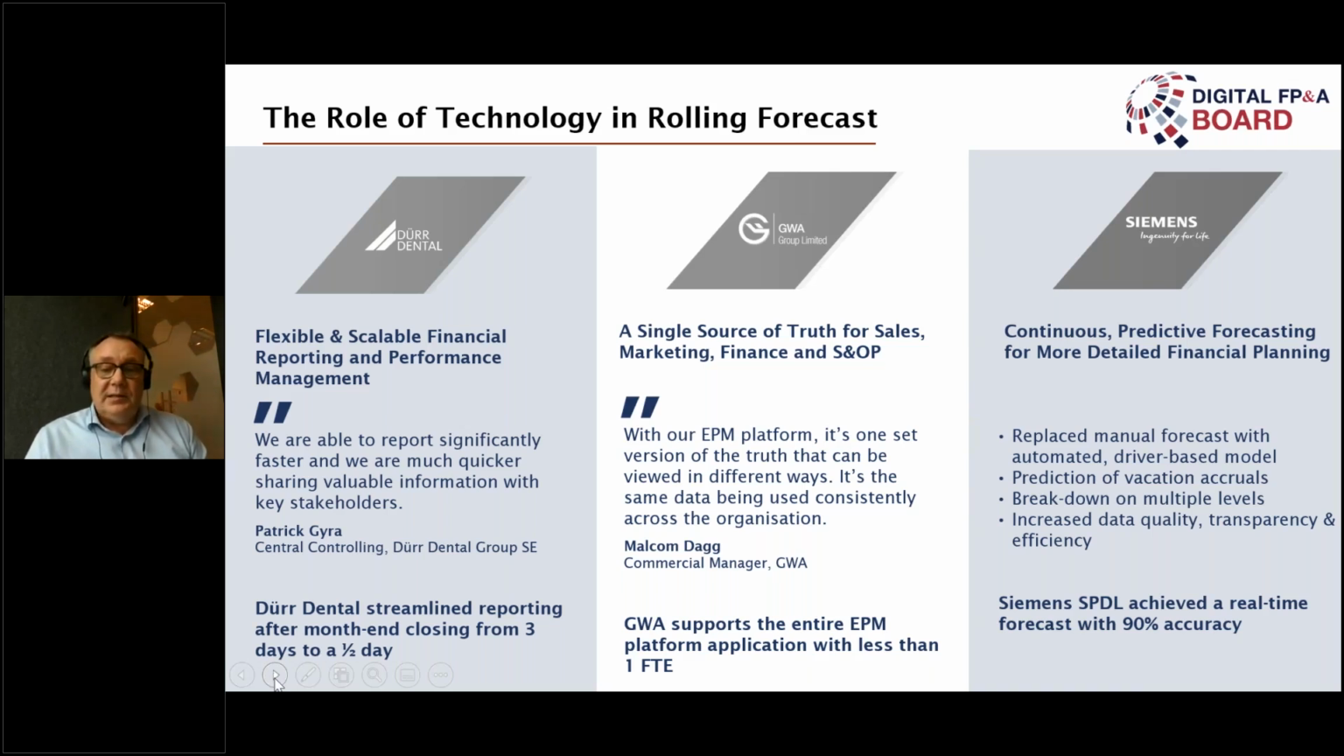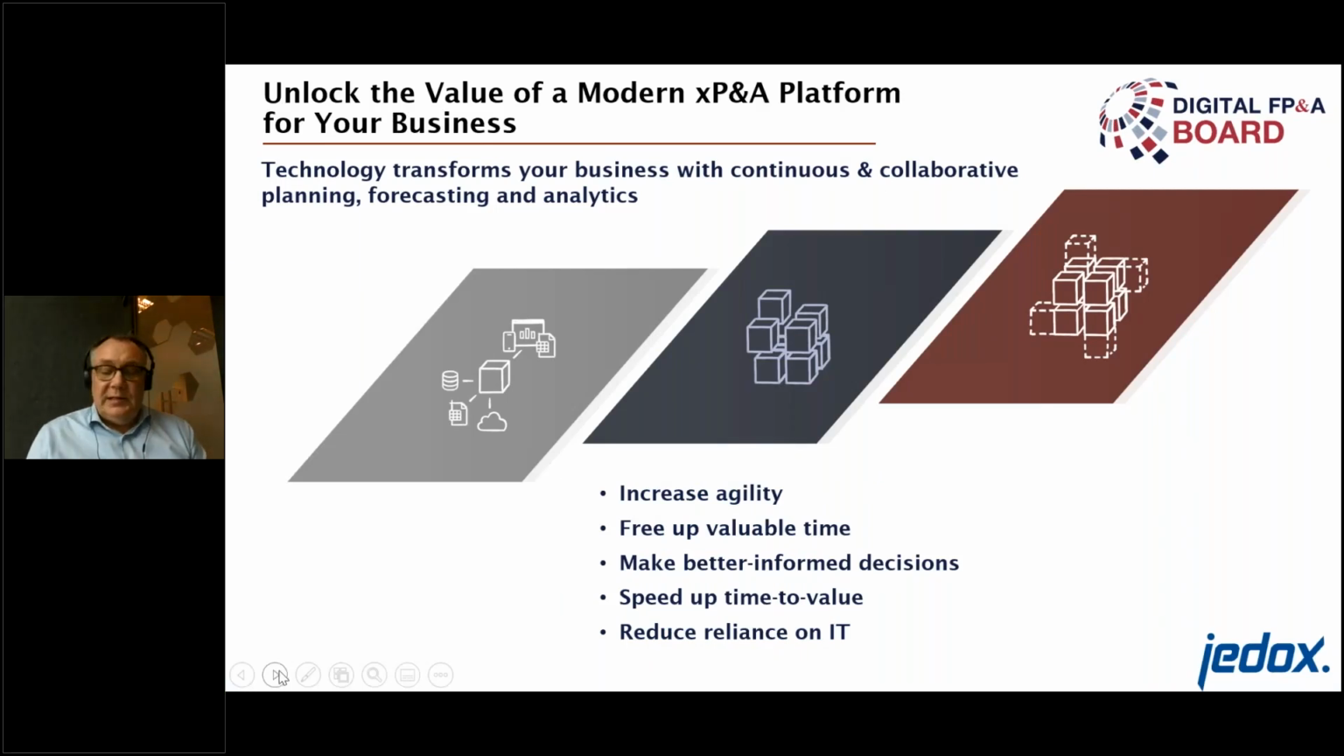Fascinating. That is a way we have to go. If you look at the final slides as a summary, if we want to go to modern FP&A, if we want to use rolling forecast, we need a platform which allows us to increase the agility of our forecasting and performance management.